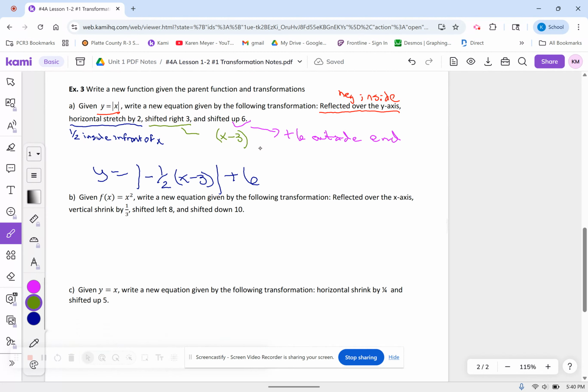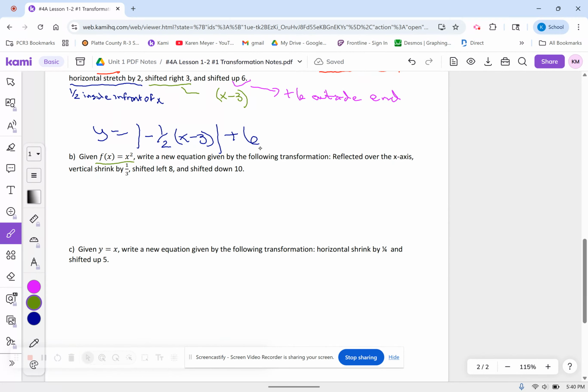Okay, let's try a couple more. This one we're going to do a quadratic because it says x squared. I don't care if you use f of x or if you use the letter y. That's up to you. But if it's a quadratic, you're going to have a parentheses with a power of 2. So, reflection over the x. Reflection means a negative, and then you have to look at the x-axis, and to be over the x-axis, that means the negative has to be on the outside at the very beginning before your function.